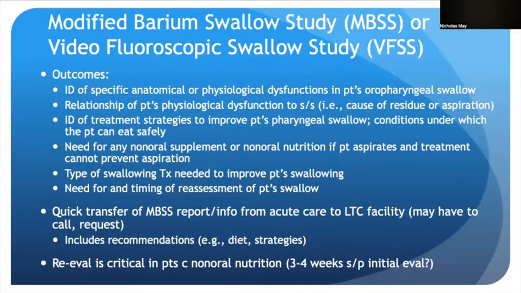The assessment report might include recommendations for a particular diet or strategies that appear to facilitate safe swallowing. And given a modified diet, like for example, thickened liquids, honey thick or nectar thick liquids, one will need to reevaluate to see if the patient is able to tolerate a more normal diet. So reevaluation is critical in patients with non-oral nutrition, especially. Possibly this might look like 3 to 4 weeks after the initial evaluation. After a 3 to 4 week course of therapy, they might get reevaluated.